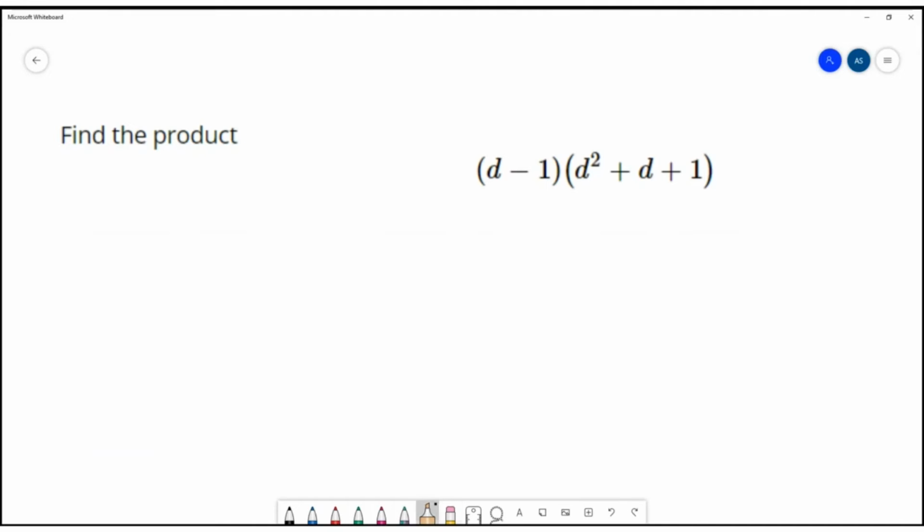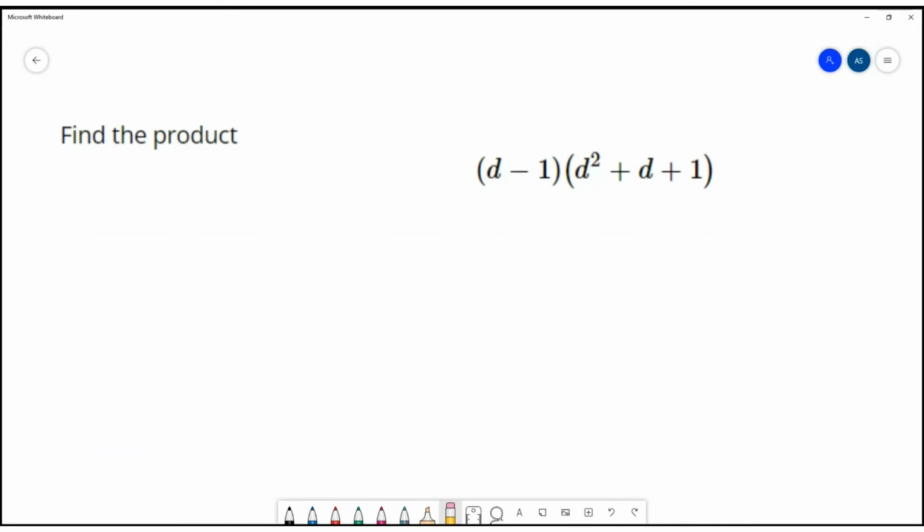On this example, we want to find the product of d minus 1 and d squared plus d plus 1. We want to multiply these two together. And when we multiply polynomials, you want to make sure that you multiply every term in the first polynomial by every term in the second polynomial.